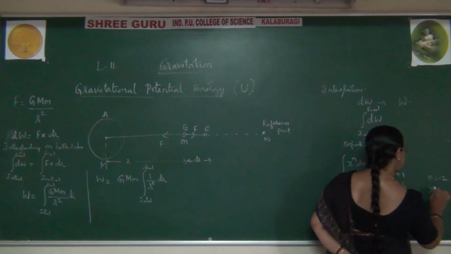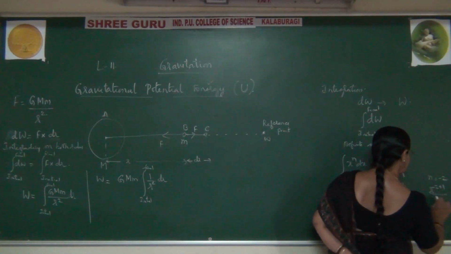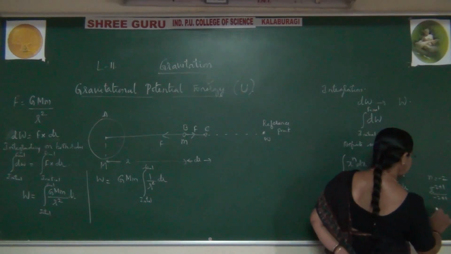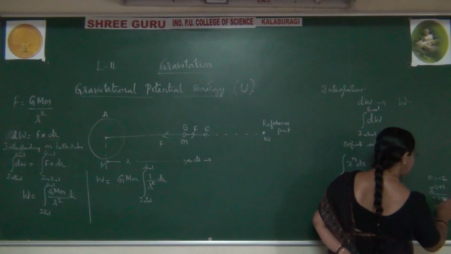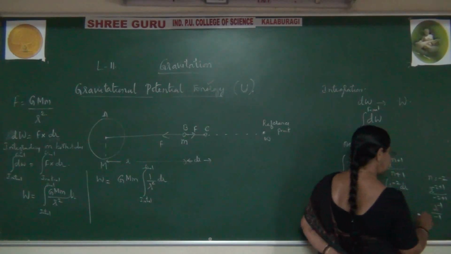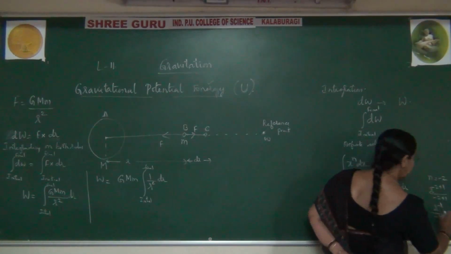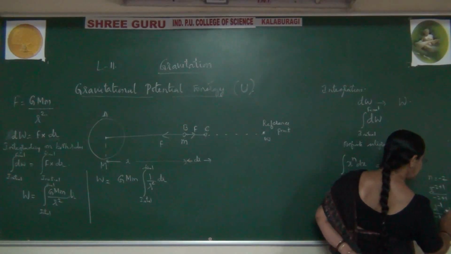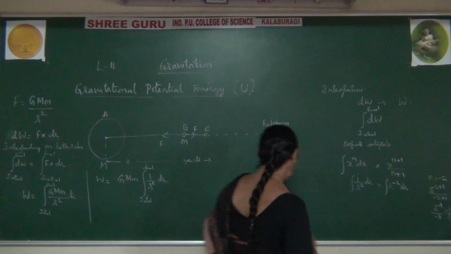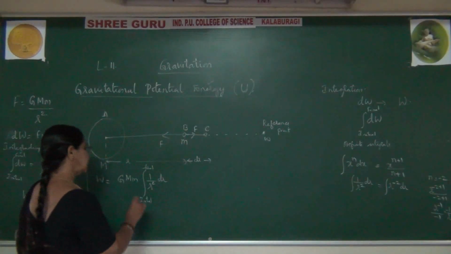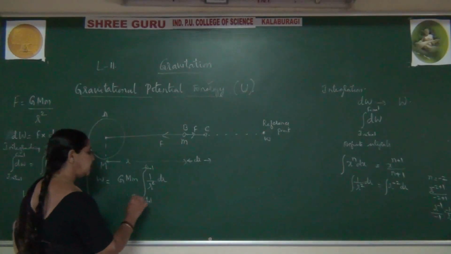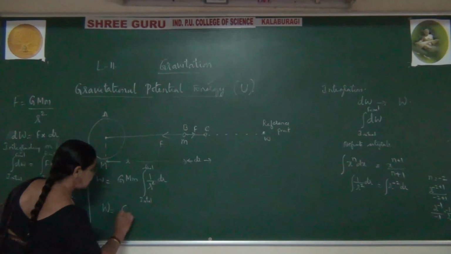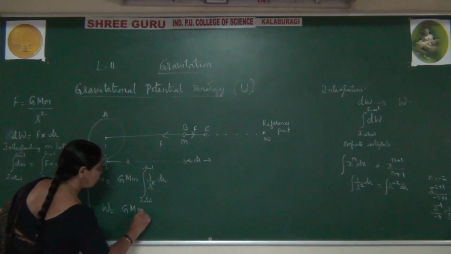You get r to the power of minus 2 plus 1 divided by minus 2 plus 1. So minus 2 plus 1 will become nothing but r to the power of minus 1. Minus 2 plus 1, this is minus 1. So this can be written as, here r to the power of minus 1 can be written as 1 by r. I can write minus 1 by r. So directly by the help of this, we can use here, this is nothing but W is equal to G capital M small m.